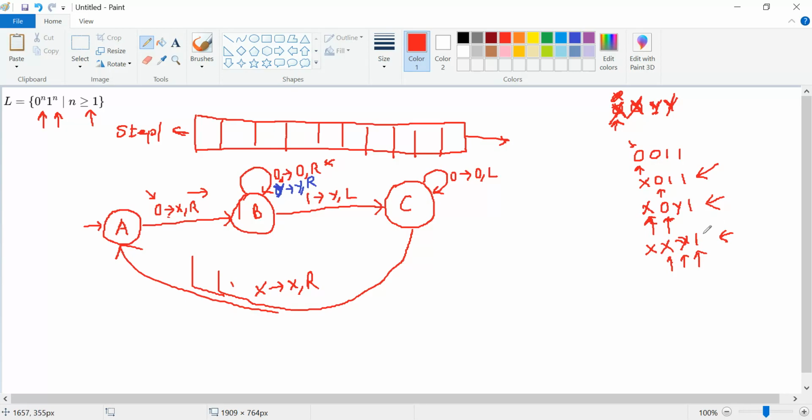We are in state B, and I have seen a one now. So I'll replace it with y. I have that transition already here. So it'll look like this: x, x, y, and then I'm replacing one with y, and then I'll move left. So I'm moving left, and now I see a y. When I move left, we are now in state C, and in state C, I don't have a transition where I see a y. I only have a transition where I see a zero.